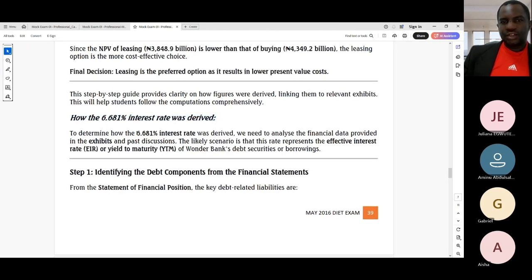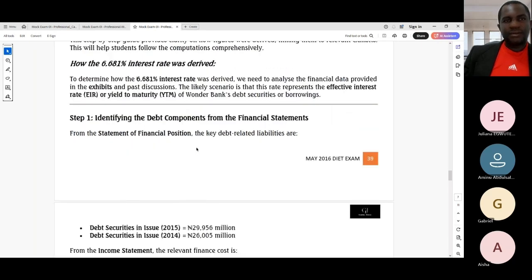To determine this, the scenario represents the effective interest rate, that is SFM clearly, yield to maturity. You must have done that in SFM. Some of you are past SFM. Julie, you are past SFM. I mean, you've passed SFM. Namesake, you've passed SFM. So you should know this. If you don't know it, you have to go back.